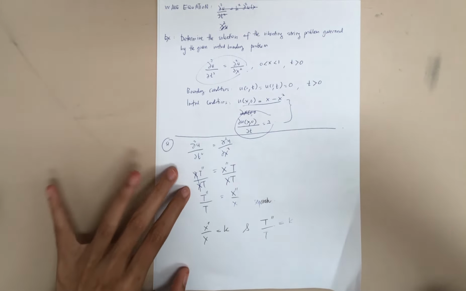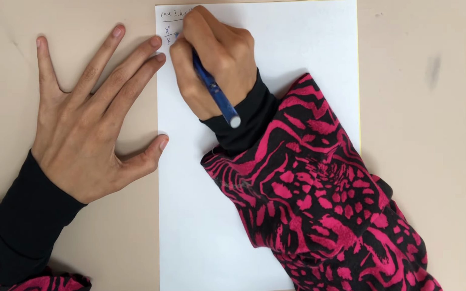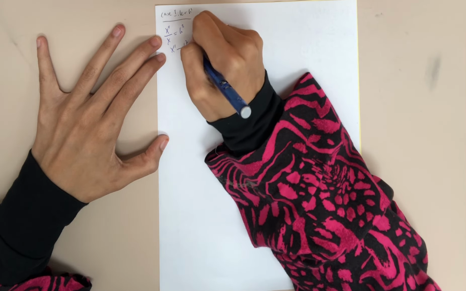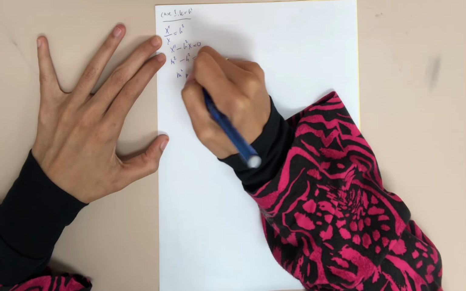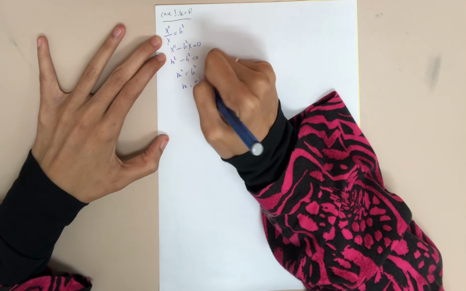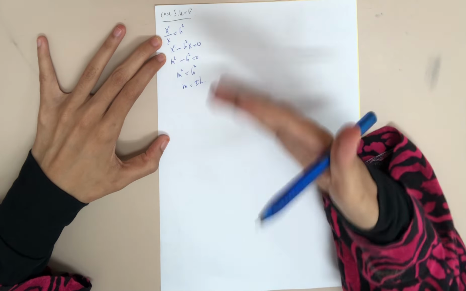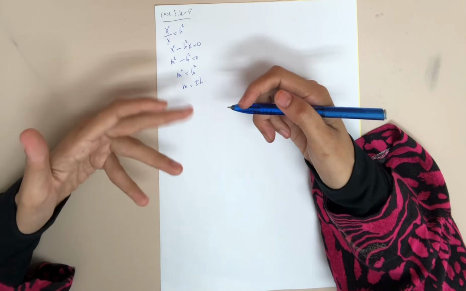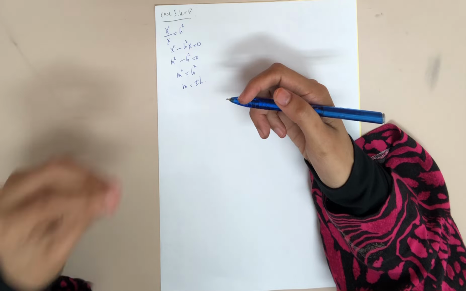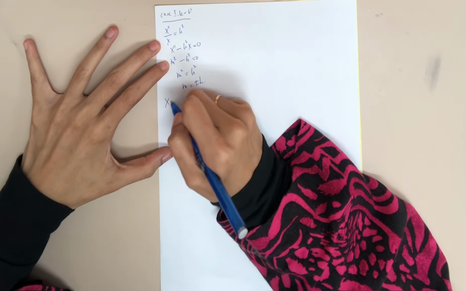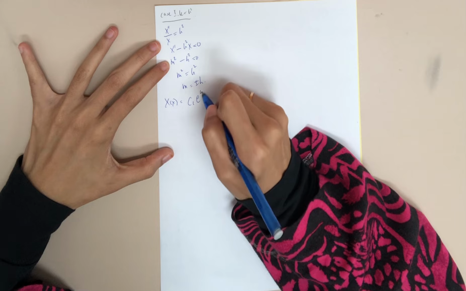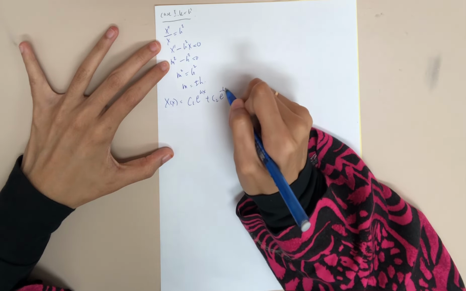Okay. Right. So case number 1, X double prime over X equal to lambda square, X double prime minus lambda square X equal to 0, m square minus lambda square equal to 0, m square equal to lambda square, m equal to plus minus lambda. So like what I said before, you will see this again. It's the same thing, the same equation that you will do. So this will be X, the equation is C1 e to the lambda x plus C2 e to the negative lambda x.